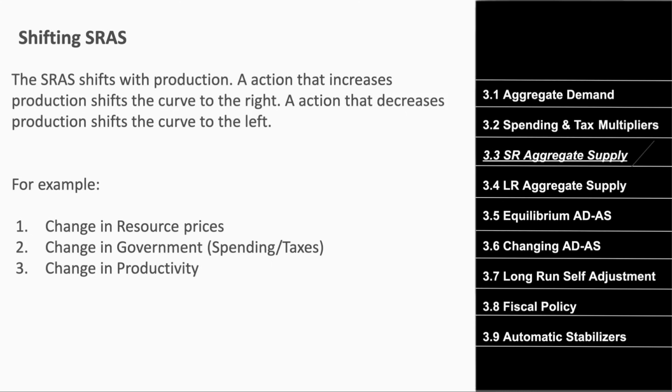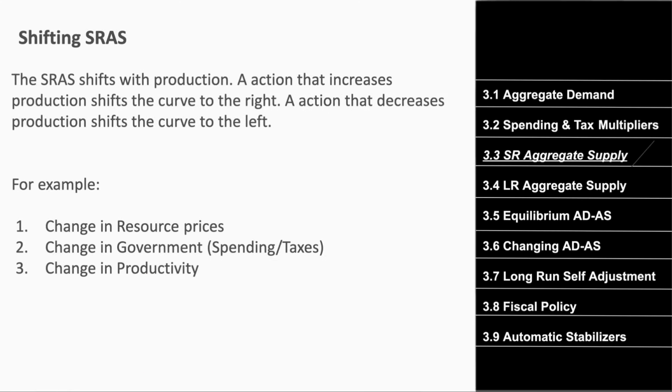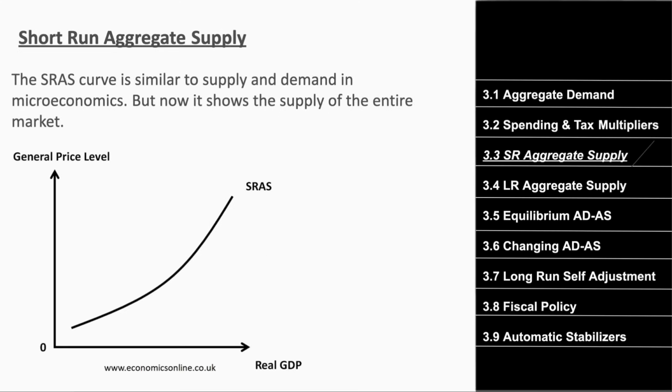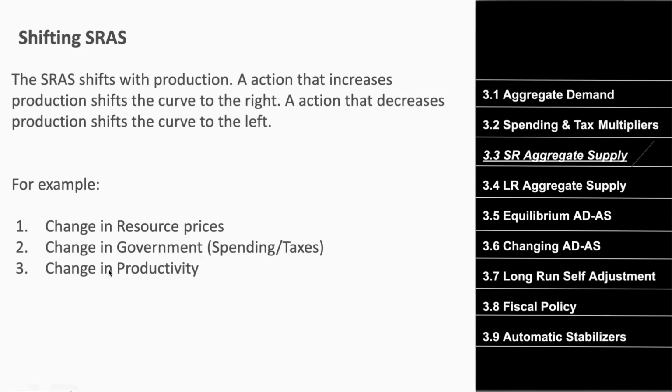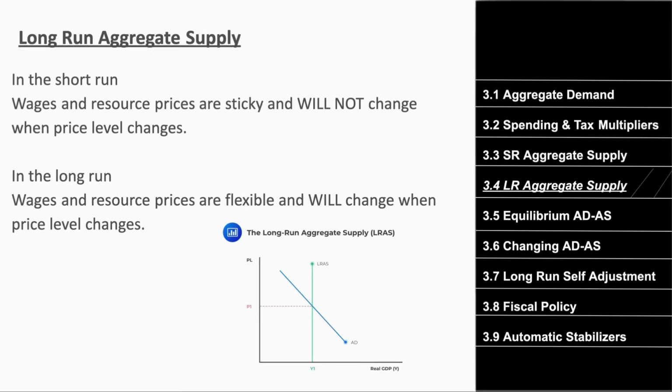And the way we shift it is kind of similar to microeconomics. Change in resource prices. So if things like oil or gas are more expensive, that shifts short-run aggregate supply to the left. Let's say the government spends more on supply, that would shift to the right. And then changes in productivity. If workers are more productive, that shifts to the right. If they're less productive, it shifts to the left.